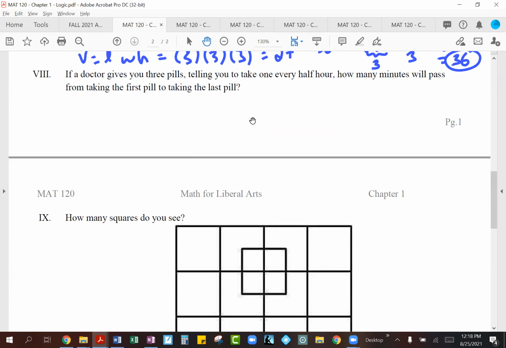Okay, here's another one, guys. If a doctor gives you 3 pills, telling you to take 1 tablet or 1 pill every half hour. So 3 pills, they're asking you to take at a difference of 30 minutes, half hour. They want to know how many minutes will pass from taking the first pill to the last pill. So you started, let's say right now you took the first pill, you wait a 30 minute interval till you take the last pill. How much total time will have passed from the first to the last pill?